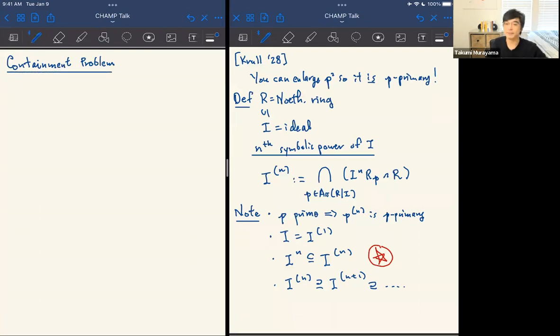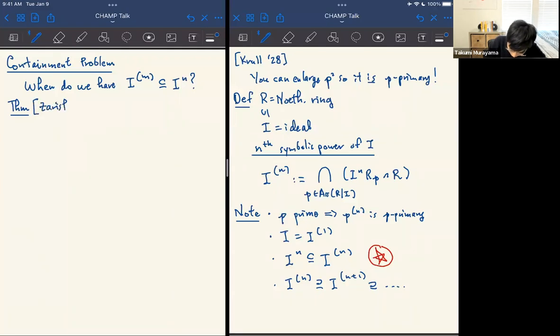So what is the containment problem? Basically, it asks, when do we have the opposite inclusion? When do we have the symbolic power contained in the ordinary power? And I'll point out that the numbers here can differ. Like you can have a much larger number m that works instead of n. And this problem has quite a lot of history. I'll only say some of it though.